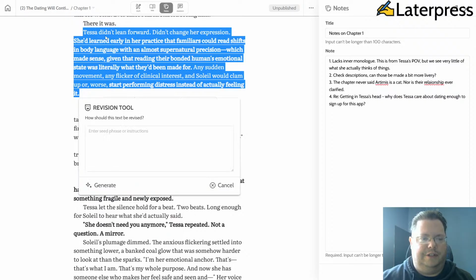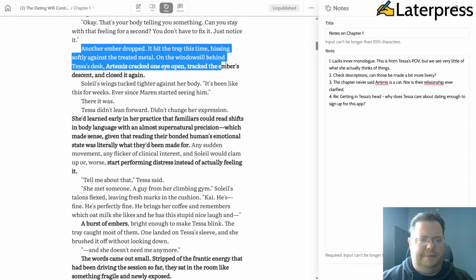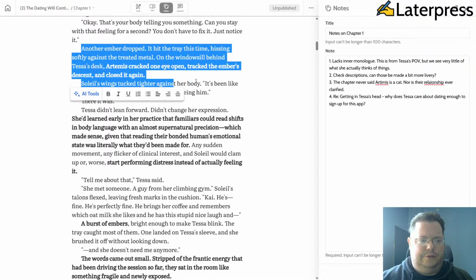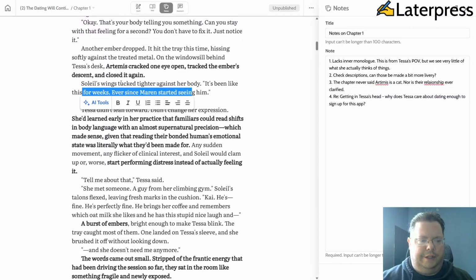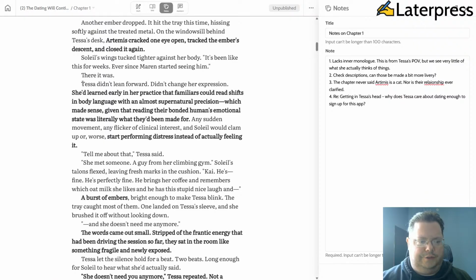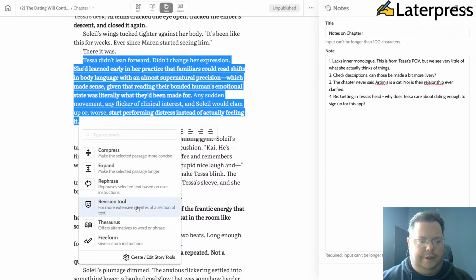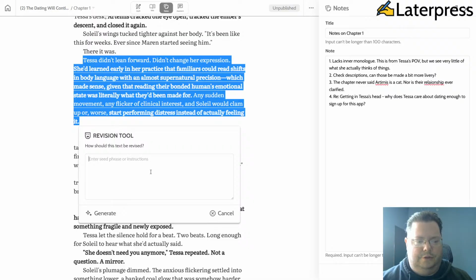All right, so how do we want to revise this? Actually, hold on, I want to reread the setup for it again. So another ember drops. Okay, yeah, so our Phoenix is getting to the crux of their issue. Ever since Marin started seeing a man, now we're nervous. She didn't. Okay. I think I know where I'm going with this now. So revision tool.